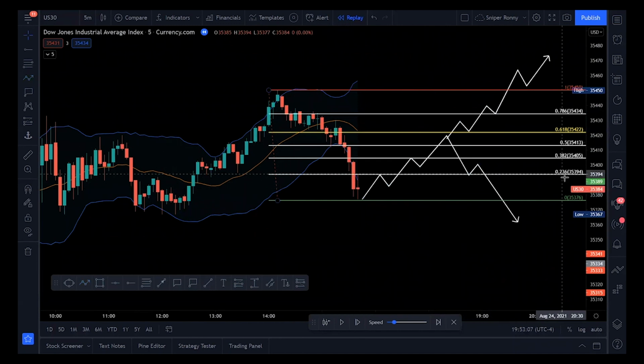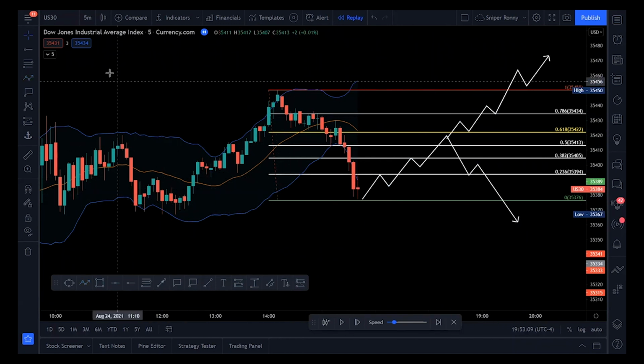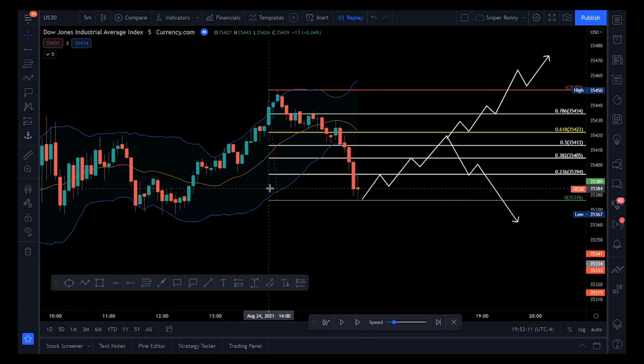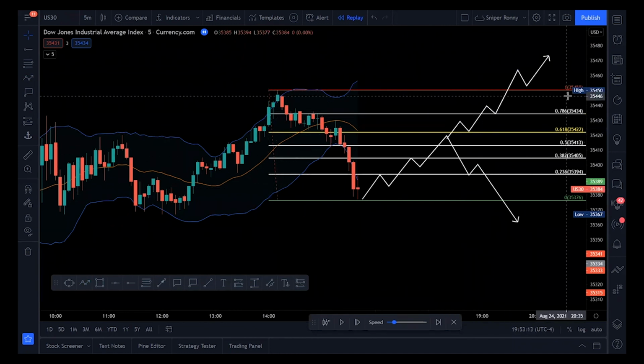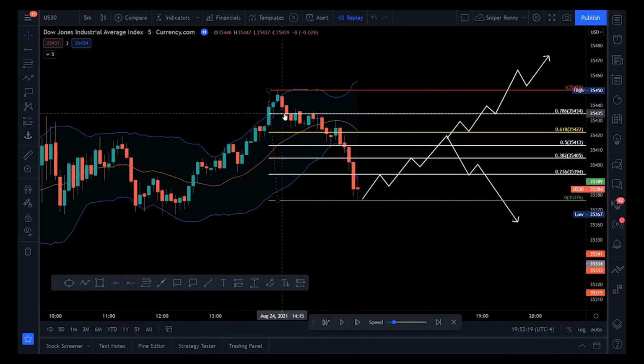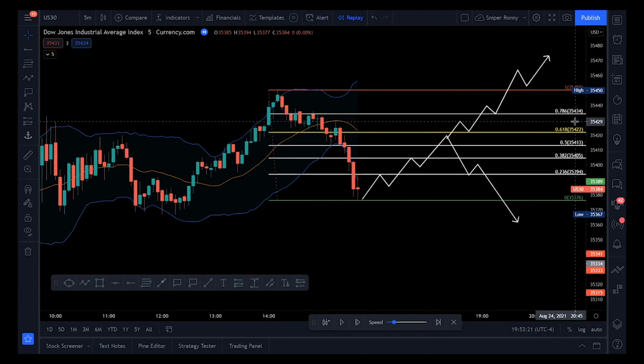Okay, and then this is our zones, and it gives you the exact numbers. This is the Dow Jones US 30 on the 5 minutes. So I can see my swing high. There's my 1, and it's placed at 35,450. You can see the number right beside it. My next area is 786, which is exactly 35,434.